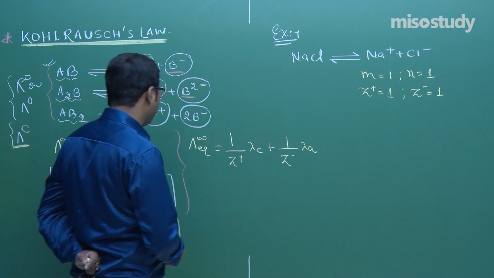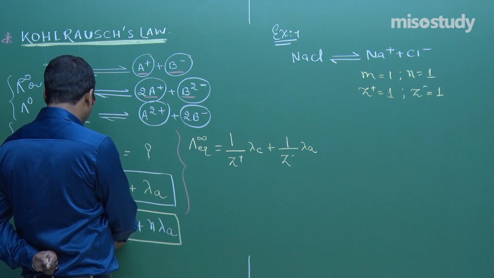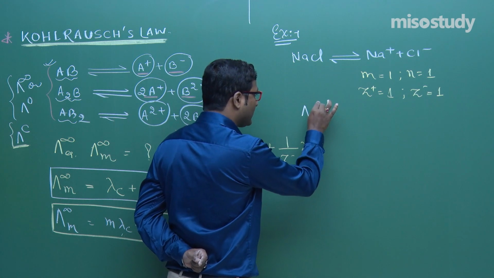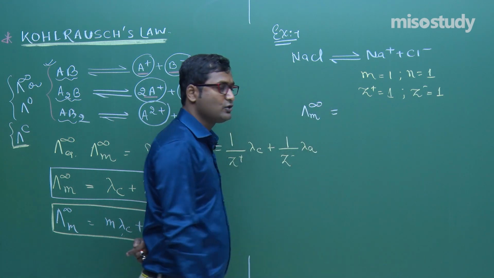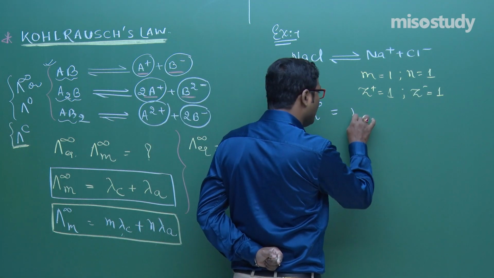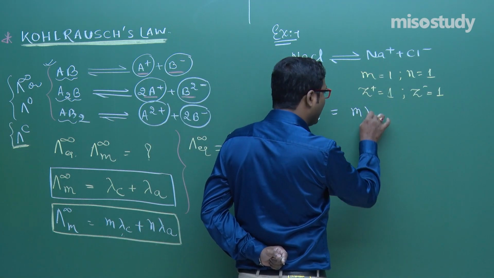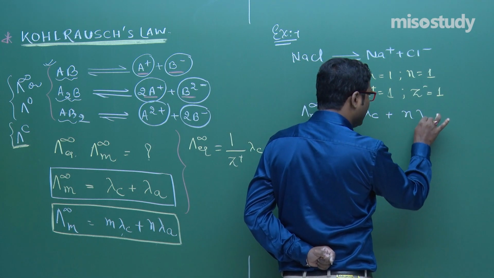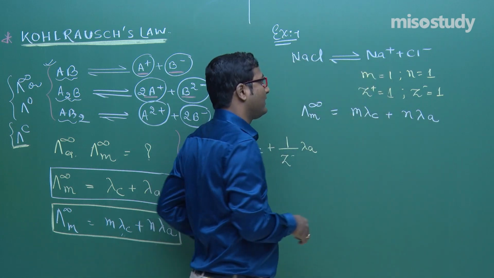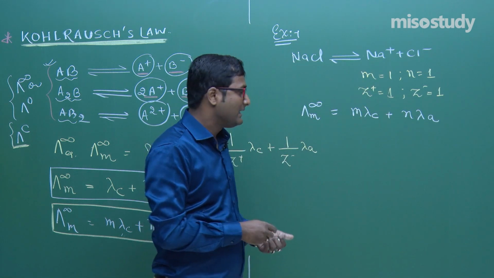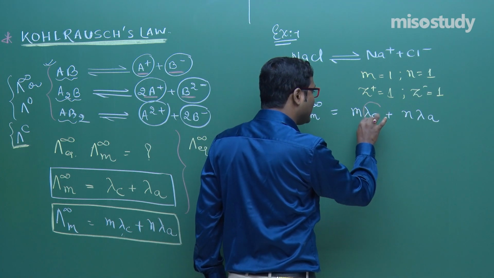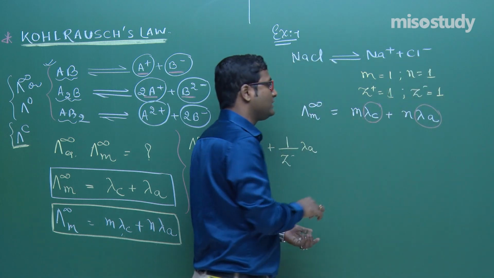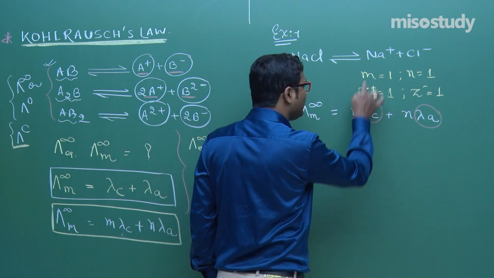Now how do we find the molar conductivity at infinite dilution? The molar conductivity at infinite dilution here will be equal to m lambda cation plus n lambda anion. What is the cation here, my friend? That is Na plus. Now this belongs to the ionic conductivity of Na plus, and this belongs to the ionic conductivity of Cl minus, and m is 1.